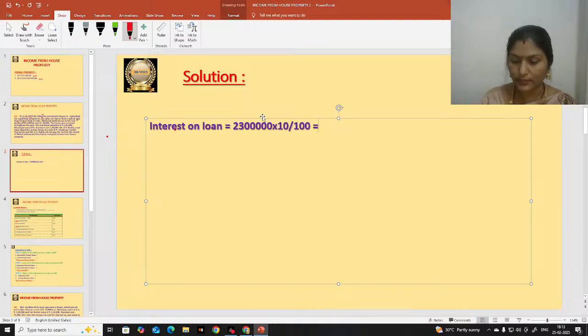You can do it, and if you want, you can place the answer in the comment box. 23 lakhs into 10 by 100. How much will we get? Anyone? 2 lakhs 30,000. Okay, Amir Khan, good. He mentioned it in the comment box. 23 lakhs into 10 by 100 is 2 lakhs 30,000.